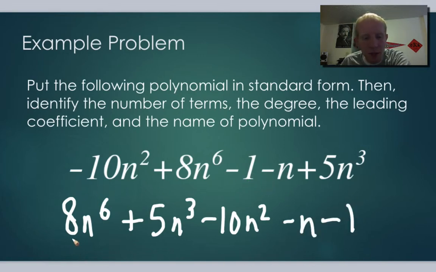There's standard form, from highest power to lowest power. That's what the polynomial should be written as. Then the other parts are really easy.